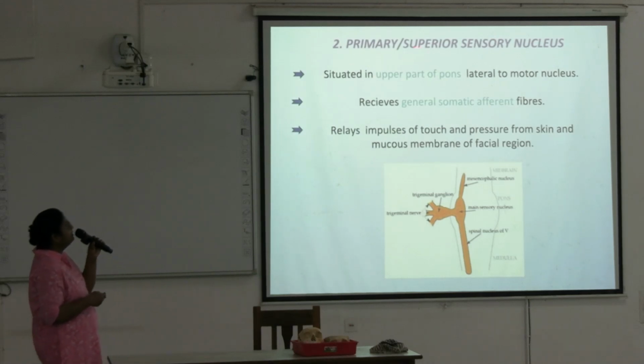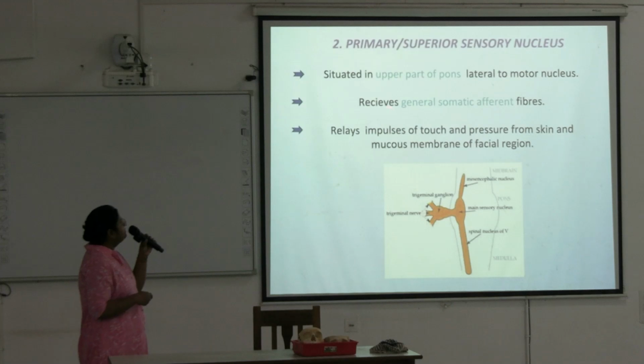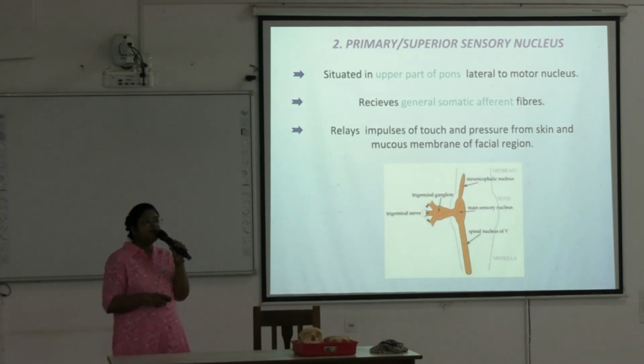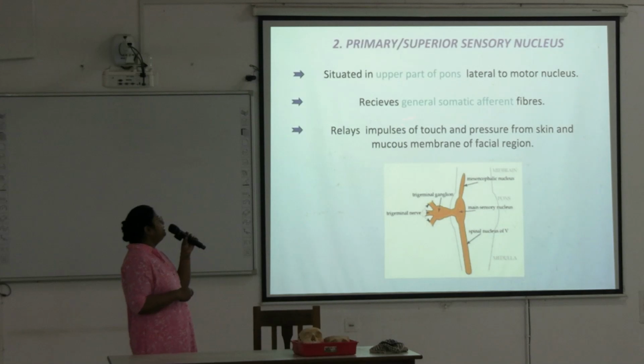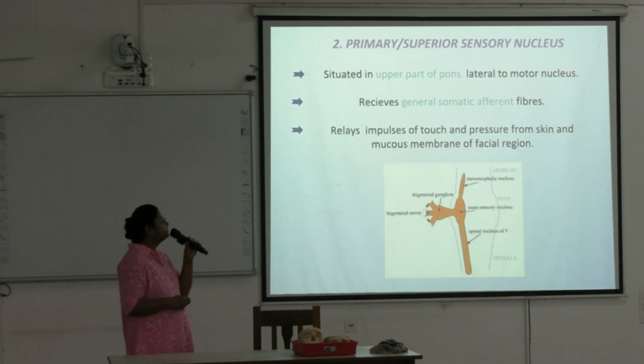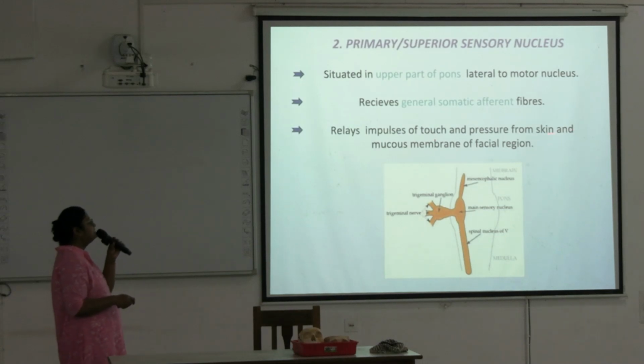we go to primary or superior sensory nucleus. It is situated in the upper part of the pons lateral to the motor nucleus, and it receives the general somatic afferent fibers and relays the impulses of touch and pressure from the skin and mucous membrane of the facial region. So these are the sensation carried by this nucleus.